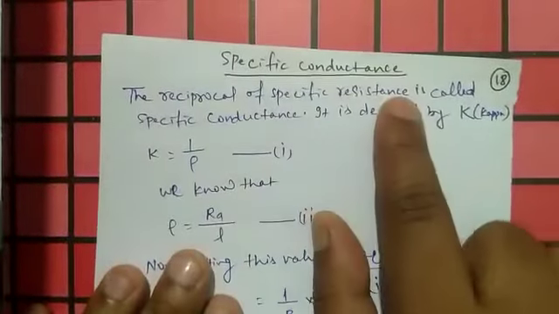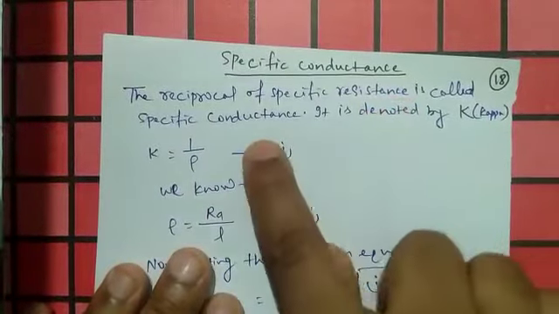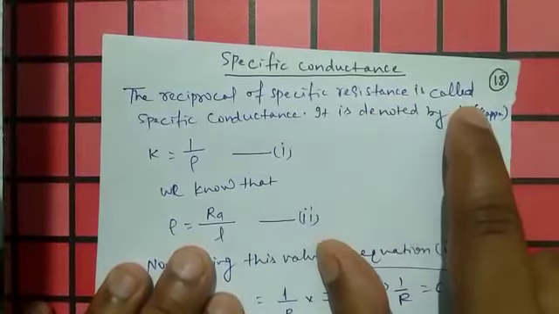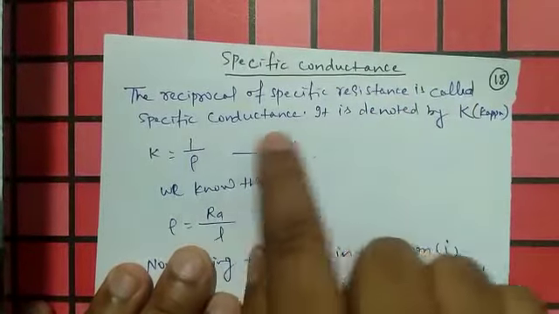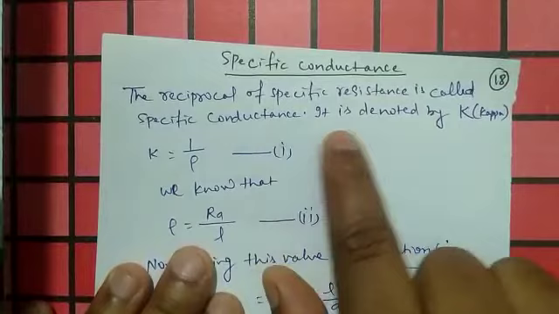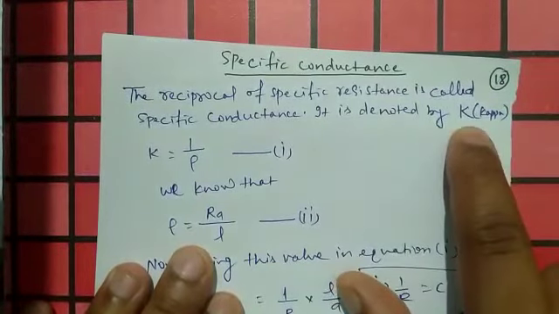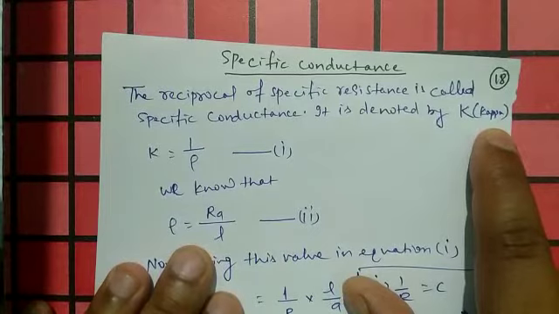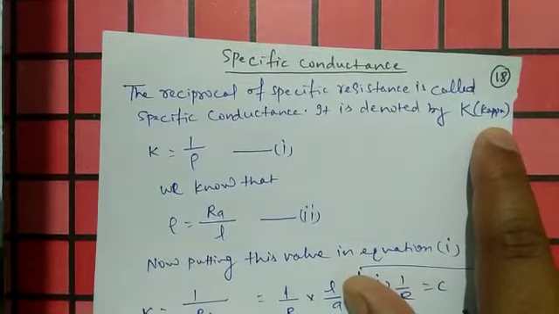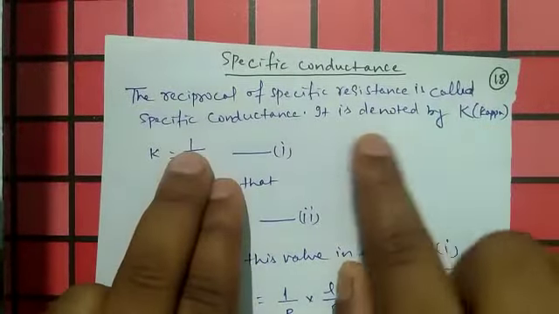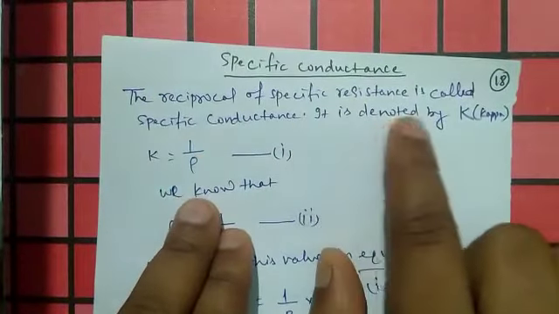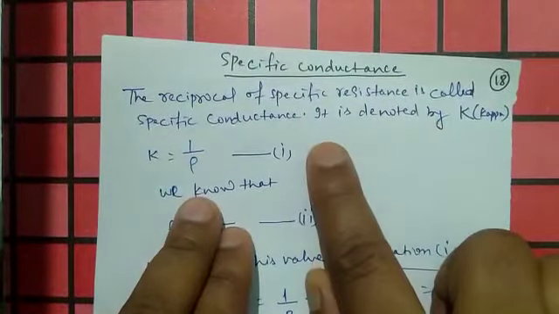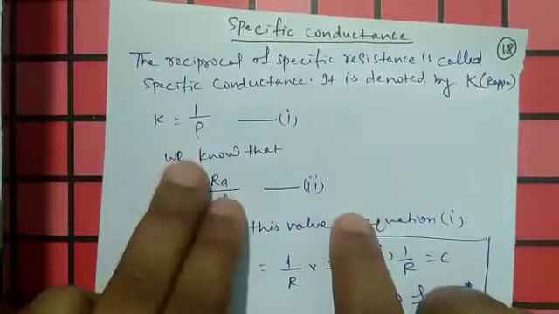Now see the next one, it is specific conductance. The reciprocal of specific resistance is called specific conductance. It is denoted by capital K, called kappa. We have already discussed specific resistance. So the reciprocal of specific resistance is called specific conductance. So K is equal to 1 by rho.